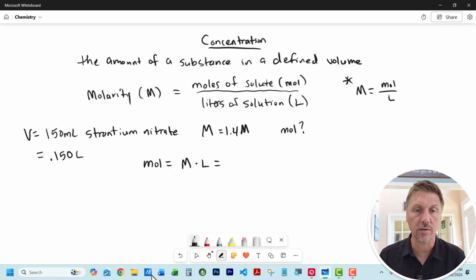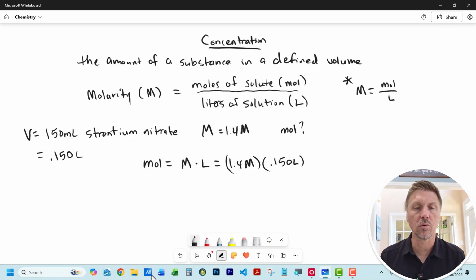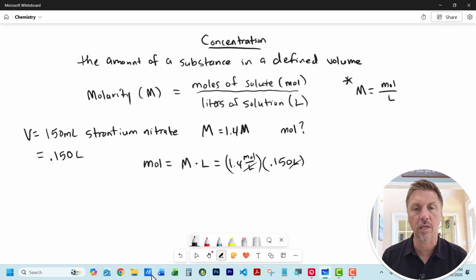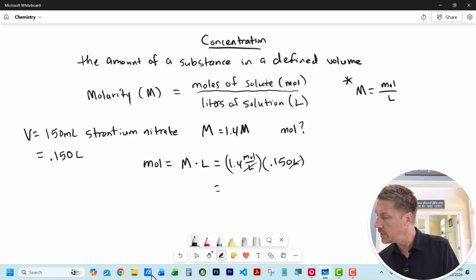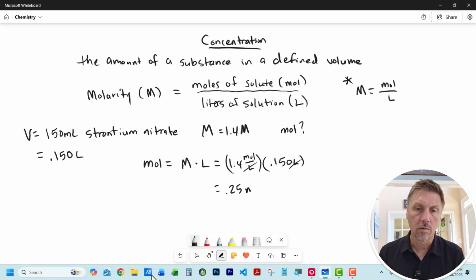So we just got to plug in those values. The molarity is 1.4, right? And the liters are 0.15. Right? Since molarity is the same as moles per liter, in fact, let me write that down here. So instead of writing a capital M, I'm just going to remind you that that capital M means moles per liter, right? And so when we multiply that together, what happens? Our liters units cancel out, right? And we get a value of 0.25 moles, right?